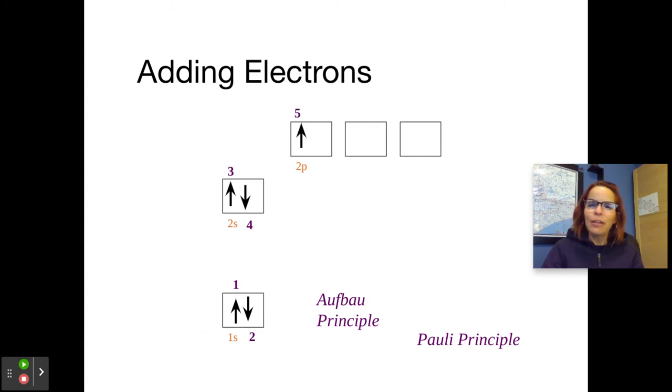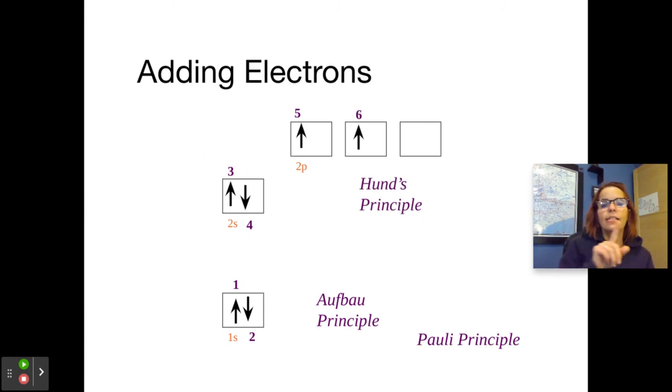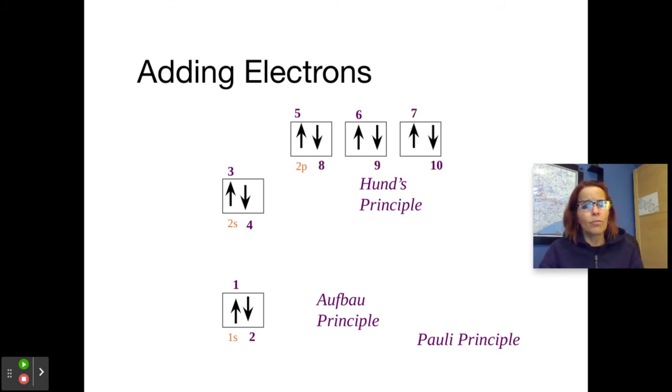The next, Aufbau, says the next lowest level, put in an electron. But then Hund's, the third principle, says space it out across all the boxes before you start cramming two into the next one. Okay, so that's how you add it.